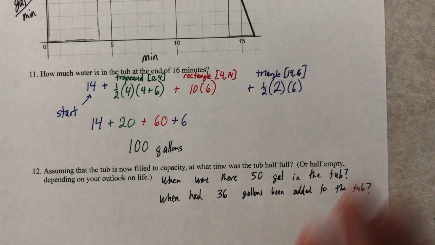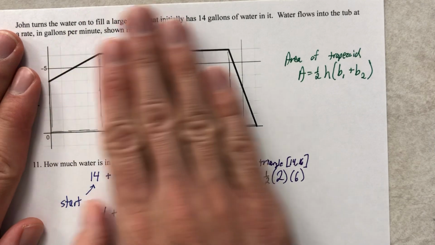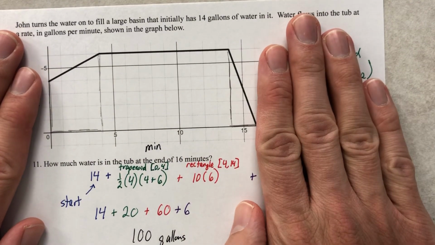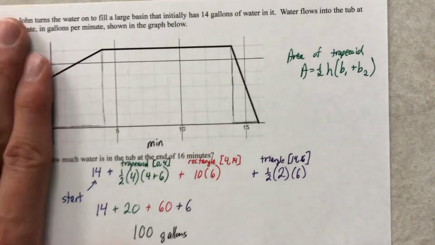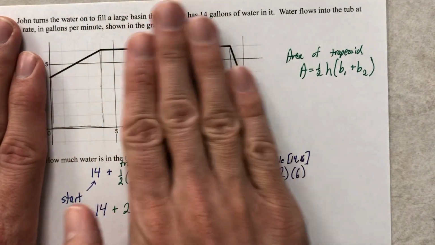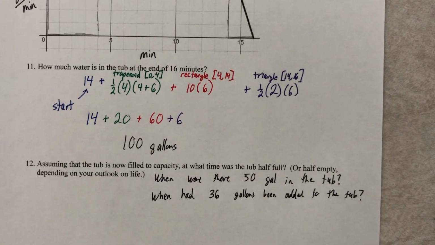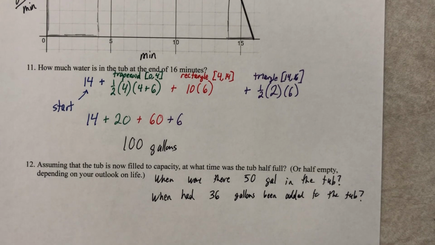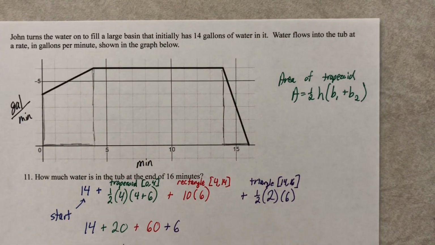So 100 gallons, 14 before we ever started this graph, and then we added 86 more. And so then I want to know, well, when did we have 50 gallons? Well, I really want to know when were there 36 gallons added. That's what I need. So can we just go ahead and talk about the fact that the 36 gallons is going to happen somewhere during this rectangle? And I'd like to think that's obvious, okay?